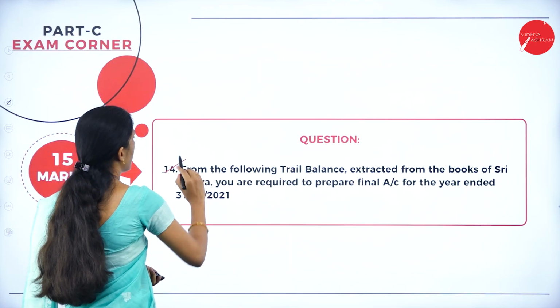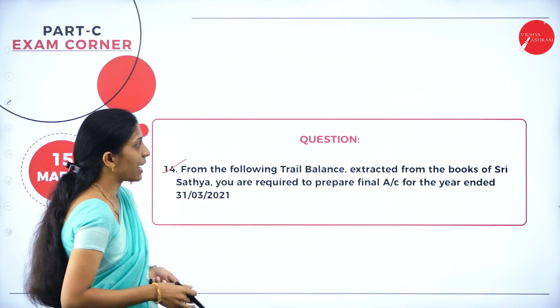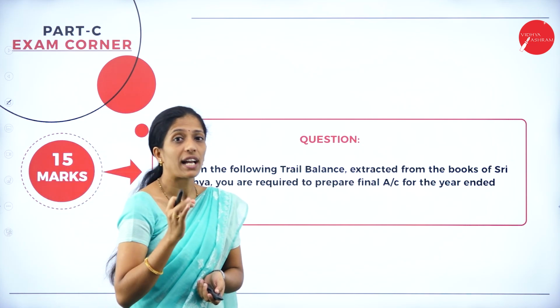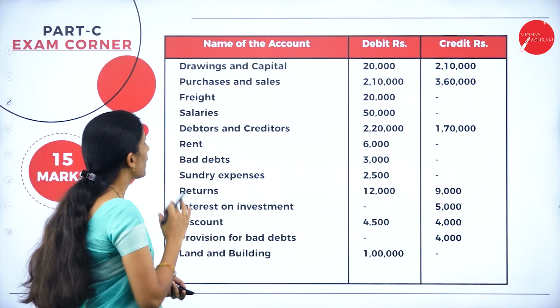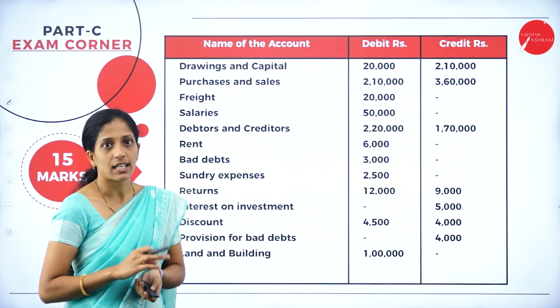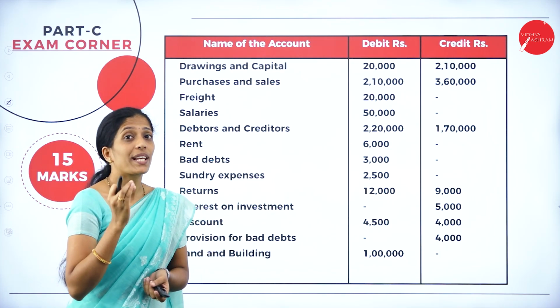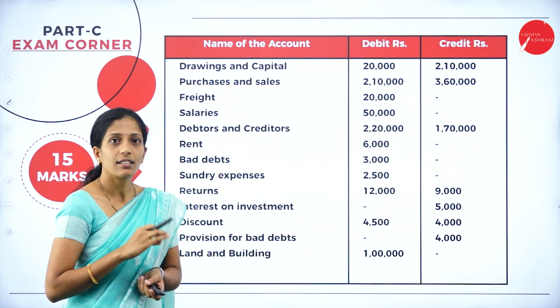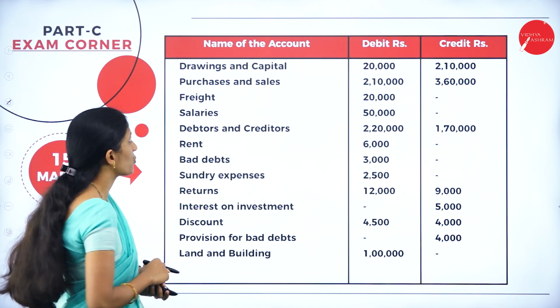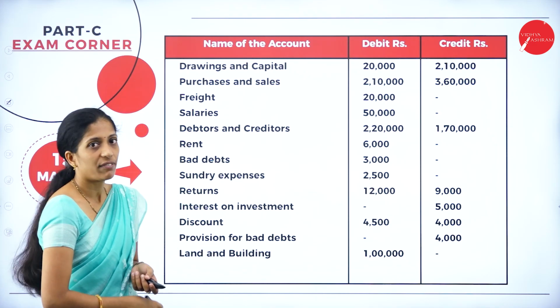Now, next question is from the following trial balance extracted. So, they have asked a question on final accounts. Okay. So, where you have to prepare trading, profit and loss account and balance sheet. Now, I'll explain the question. So, where do we record and how to record in the trading, profit and loss account and balance sheet. So, drawings and capital, where do we record?